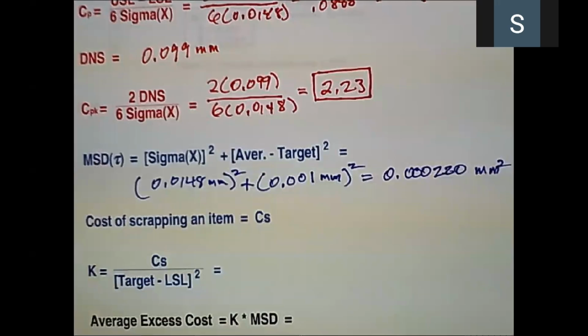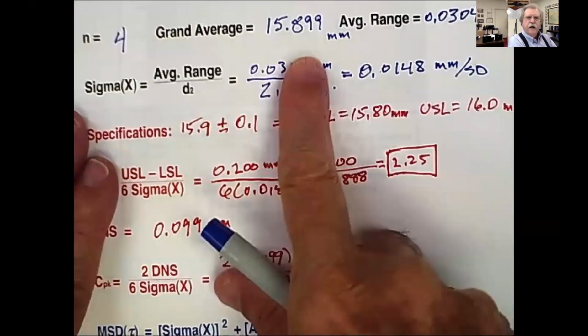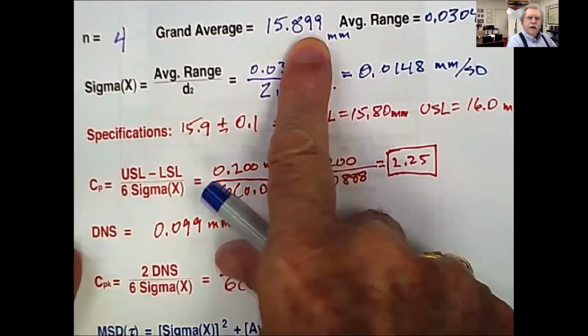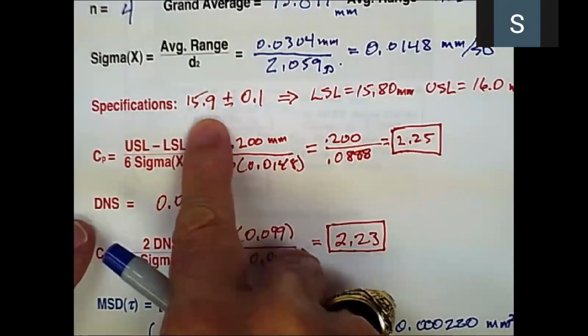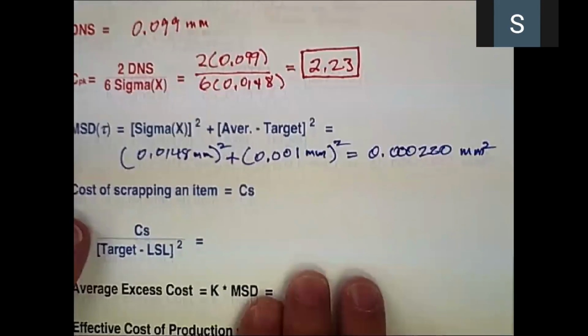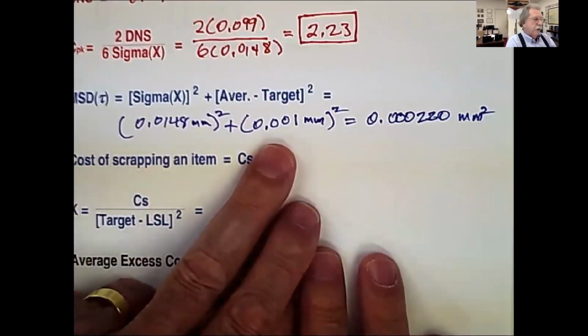This average minus target, how will it is then 2.001? Can I explain to you? Yeah, that's the 15.899 minus the 15.9. Oh, okay. And that is, you know, whether it's positive or negative doesn't matter since I'm going to square it.